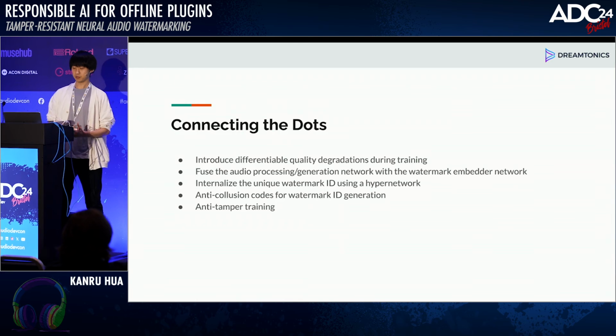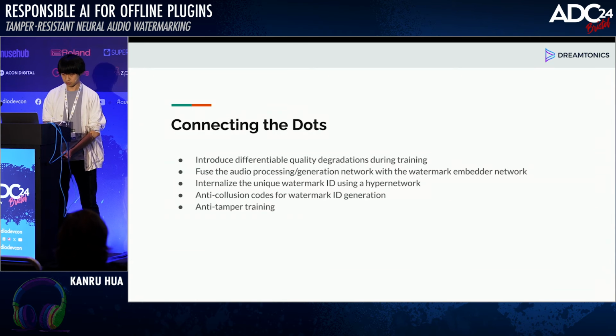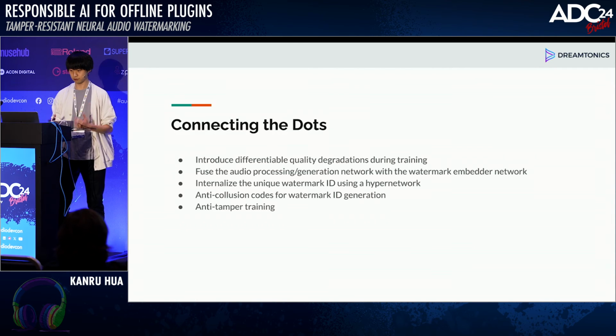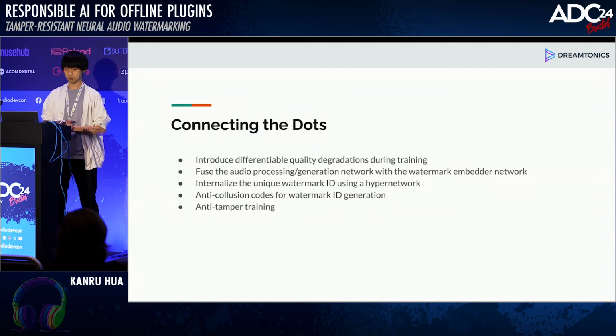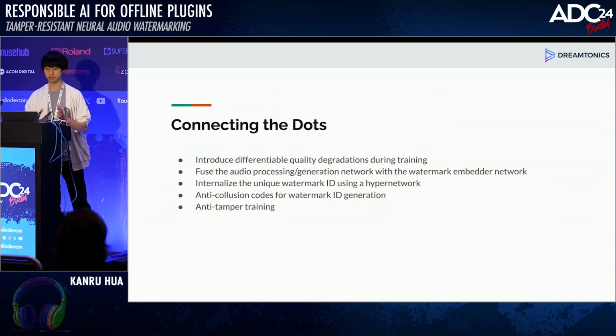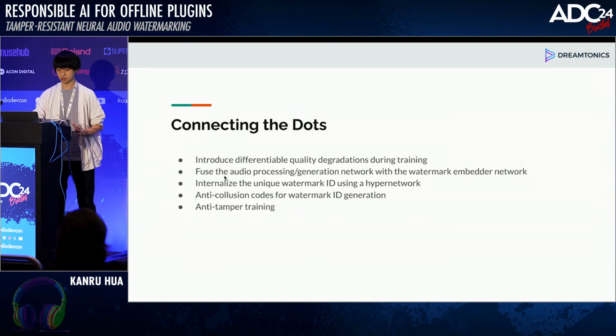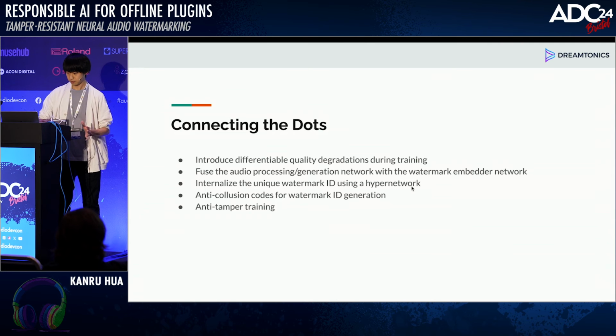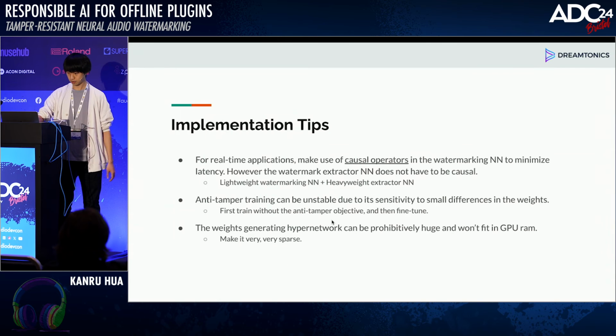But to wrap up, our approach is connecting a lot of different dots here. First, you introduce a differentiable quality degradation during training to make the audio watermark robust against audio modifications. Next, you fuse the audio generation network with the embedded network and internalize the unique ID to make it robust, not against audio modification, but against program modifications. And lastly, to make it even more secure against collusion, you can use either anti-collusion codes or anti-tamper training. And these are some implementation tips. They're getting quite detailed, so I'm going to skip this slide.